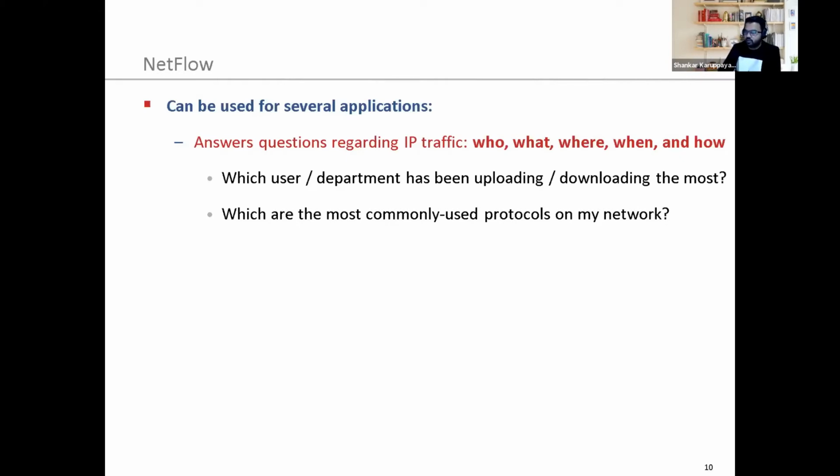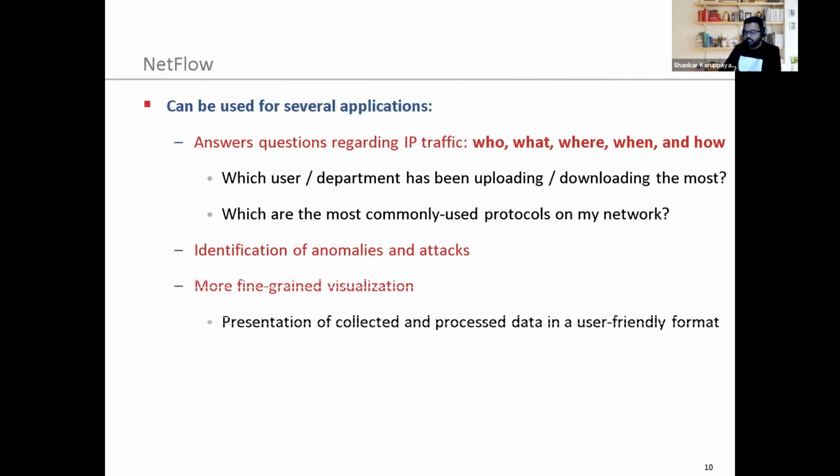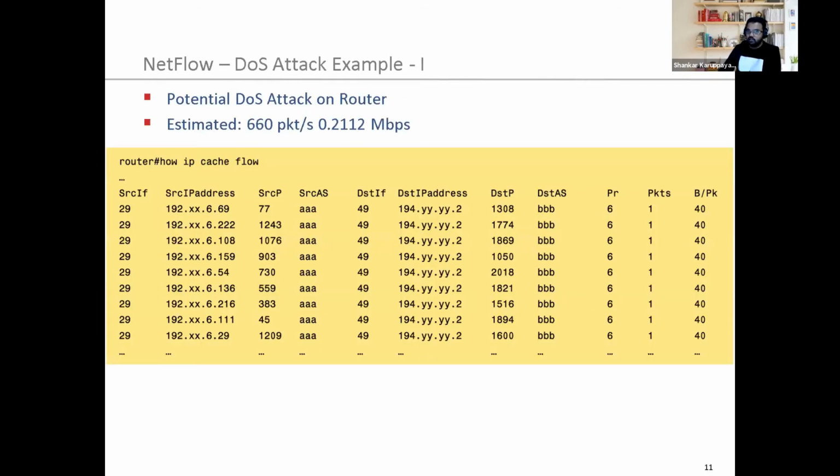So you can also find out what are the most commonly used protocols in my network. And this can also be used to identify anomalies and attacks. The nice thing about flows is that you can have more fine-grained visualization. So you can have presentation of collected and processed data in a user-friendly format. We will look into some examples in a short while. So let's imagine that a DDoS attack is taking place on a router.